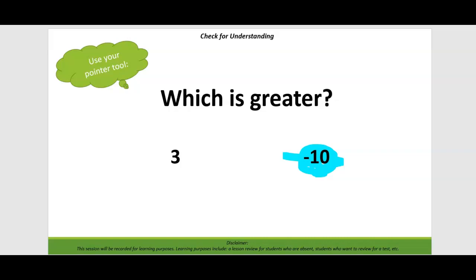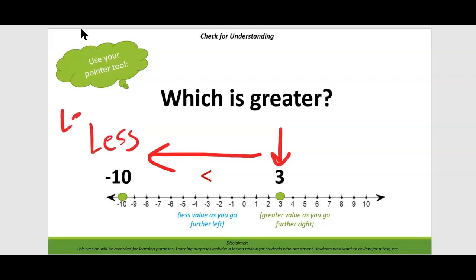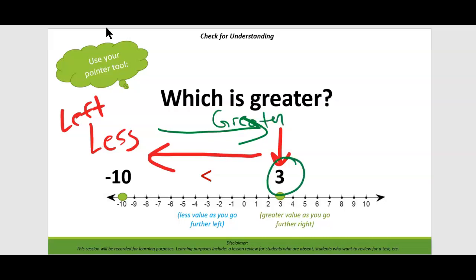Let me take it to the next level so you can see what I'm talking about. If you look at a number line, anything to the left is less. Left is less, left is less. And anything going the other direction, to the right, is greater. Since 3 is to the right of -10, it's going to be greater. So you're going to want to eat the 3 because it looks a little bit more yummy.